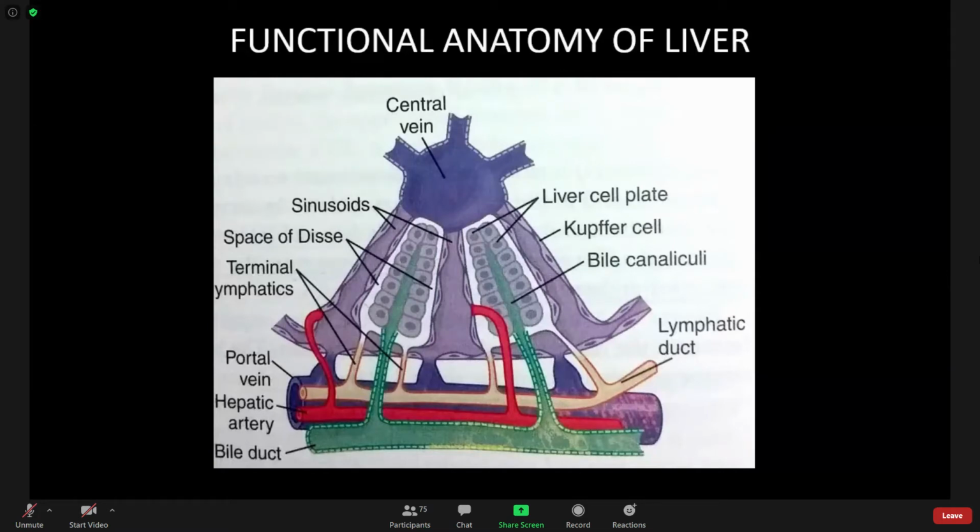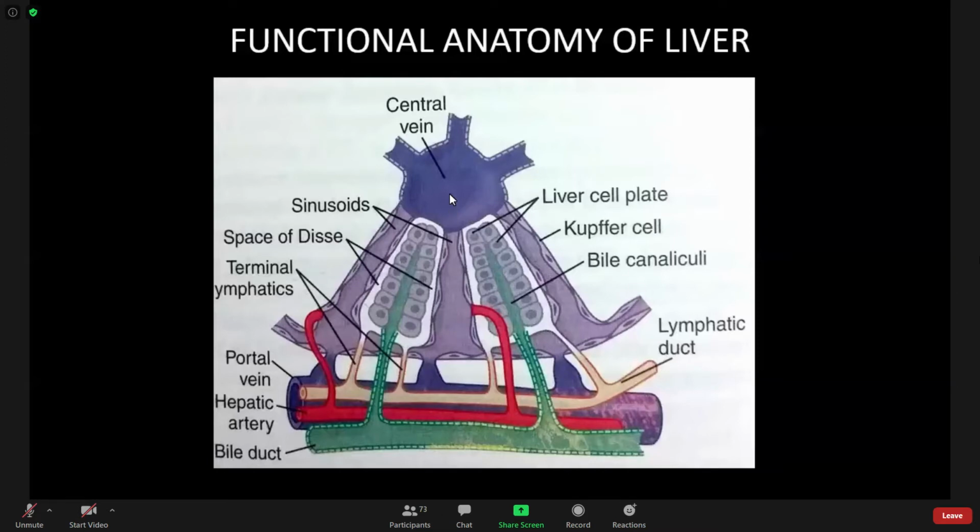Let us have a basic idea about the liver. Liver is the largest organ of the body, and its weight is 1.5 kg in humans. And do you know the functional unit of liver? What is the functional unit of liver? It is the liver lobule.